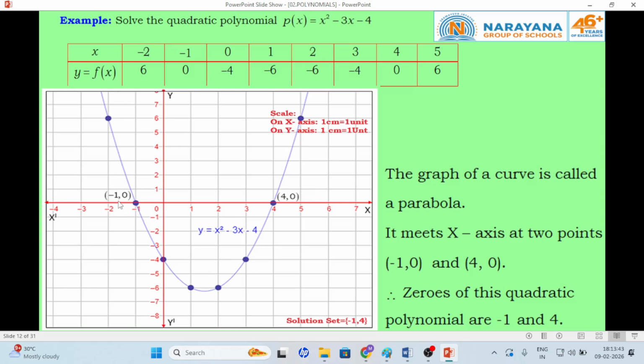See, as we have minus 1 and 4 as zeros of the graph, what is the name of the polynomial? x square minus sum of the roots into x plus product of the roots. So 4 minus 1, 3 is the coefficient of x, and the product is minus 4. Therefore, this is the polynomial. The x-axis is intersected at 2 points, minus 1 comma 0 and 4 comma 0. So the zeros of the polynomial are minus 1 and 4.